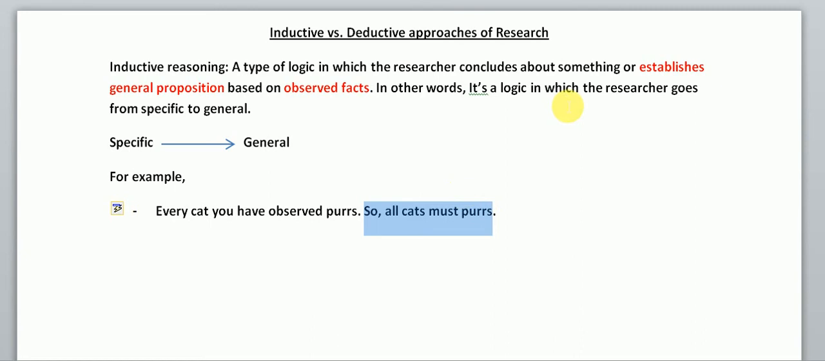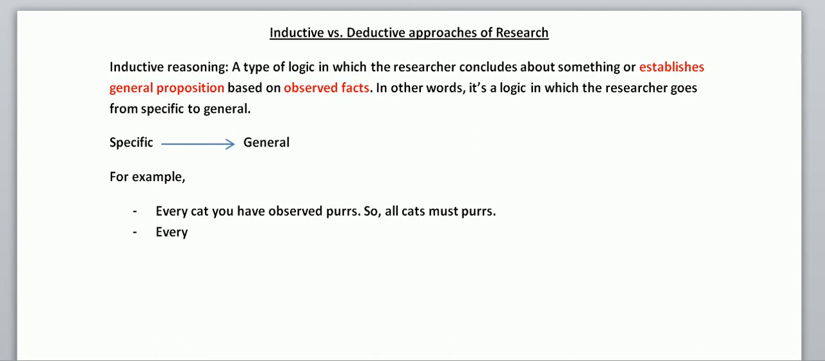So in this definition the researcher concludes about something or establishes a general proposition. So this is the general proposition, based on observed facts, and this is the observed facts, okay? And this is exactly what we call inductive reasoning. You can also say it is a logic in which the researcher goes from specific to general. Okay, another example, dear students.